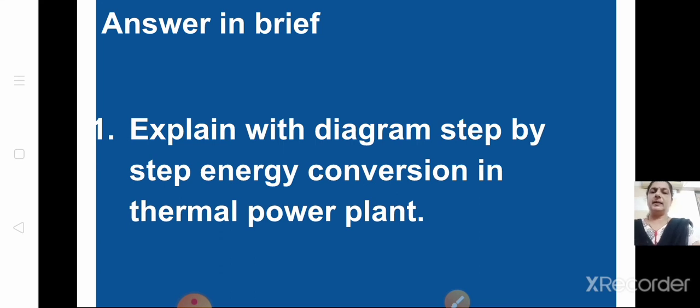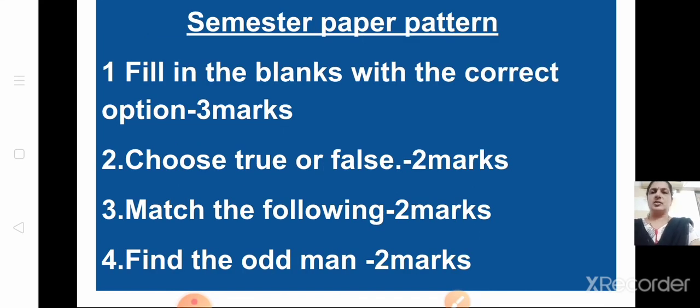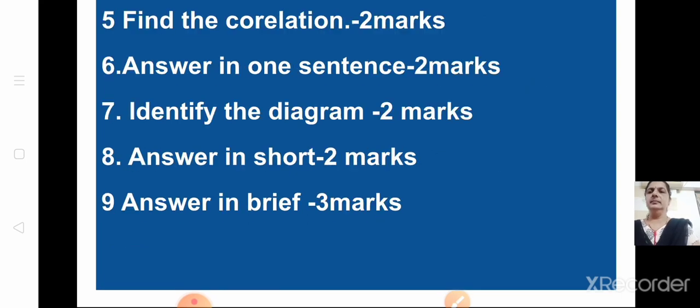Now I'll tell you the paper pattern also. See, first question will be fill in the blanks with the correct option, 3 marks for that. Again 4 options will be given, you have to choose the correct one. Choose true or false, same like unit test, 2 marks for that. Match the following, also 2 marks. Find the odd man, also 2 marks. Then correlation, also 2 marks. 2 questions, 2 marks. Answer in one sentence, also 2 questions, 2 marks. Identify the diagram, or labeling the diagram. 3 choices will be given, you have to choose the correct labeling like you had in unit test.